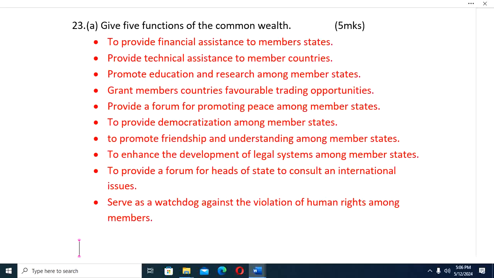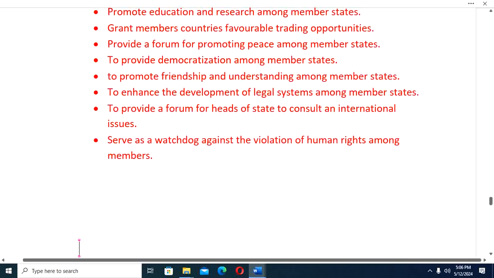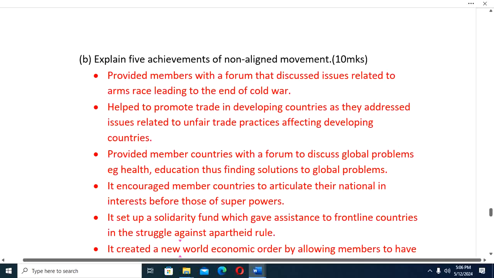Next, provide a forum for promoting peace among member states. Next, to provide democratization among member states. Next, to promote friendship and understanding among member states. Next, to enhance the development of legal systems among member states. Next, to provide a forum for heads of state to consult on international issues. Next, serve as a watchdog against the violation of human rights among member states.